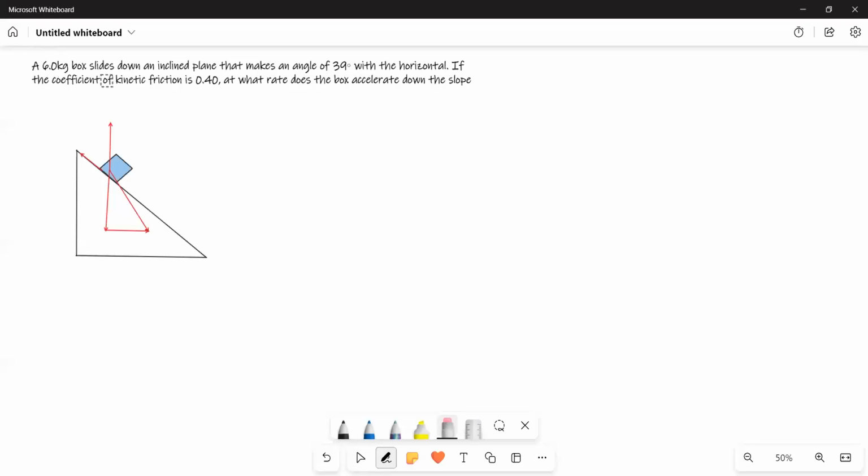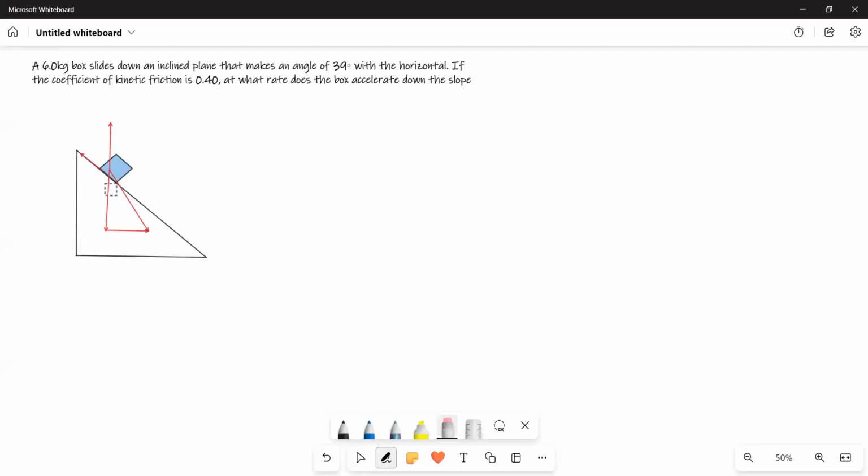A 6 kg block slides down an inclined plane that makes an angle of 39 degrees with the horizontal. If the coefficient of kinetic friction is 0.4, at what rate does the box accelerate down the slope? Here we have to find out the acceleration of this block.